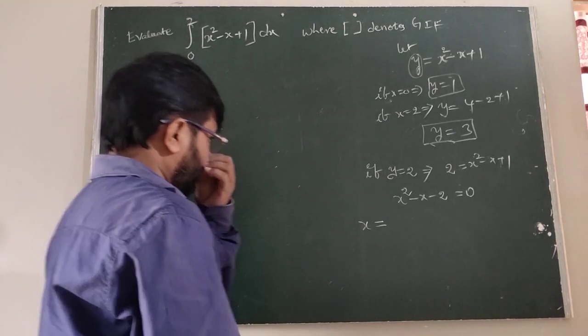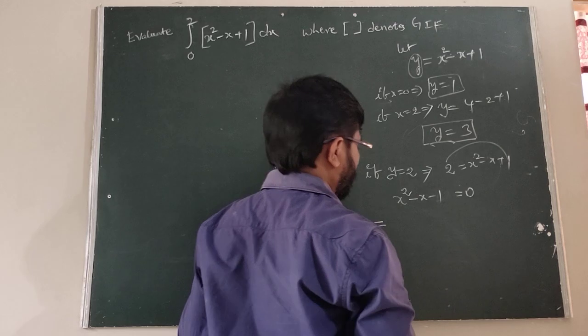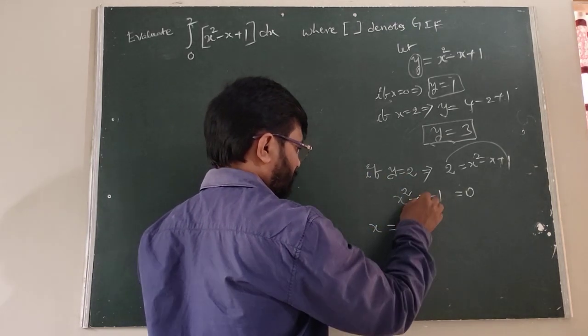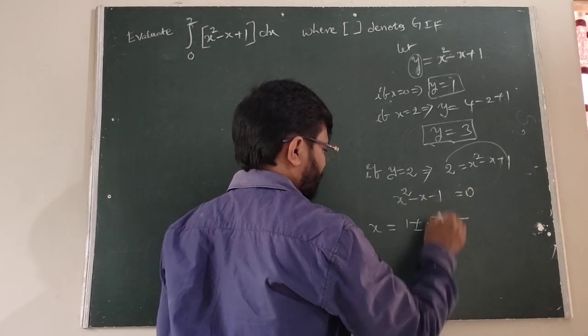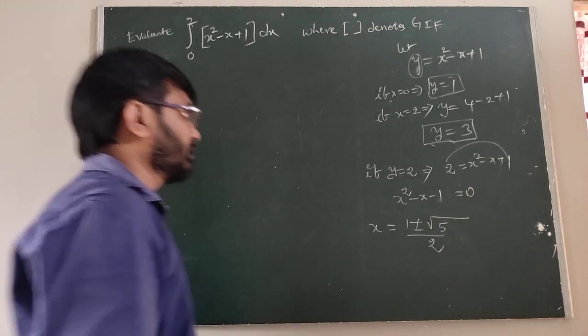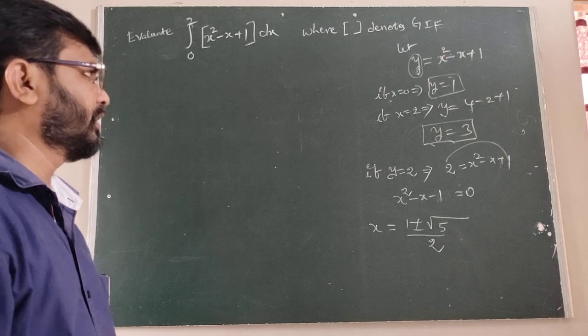Therefore what is the observation here? Plus 2 is standing on the side, minus 2. Minus 2 plus 1 is minus 1. Therefore here the factors do not exist. x equal to minus b plus or minus root of b square minus 4ac by 2. This is the value.